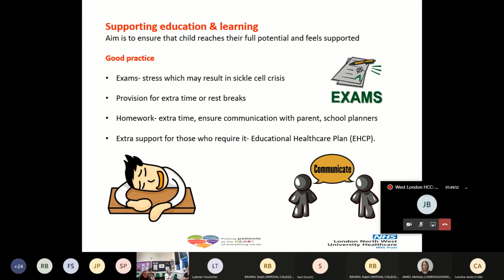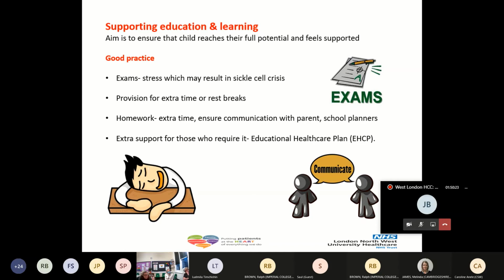Homework, again, they may need a bit of extra time because you don't know, they could have been fine at school, but then on the walk home, particularly if it was damp and it's getting colder now, that could be enough by the time they get home. Later that evening, they could be in pain, so they may not have had time to complete all their homework. So it's just about ensuring effective communication and making sure that's always open with the parents. Hopefully some parents might write in their school planners so that you know, and they can explain how the child's been.